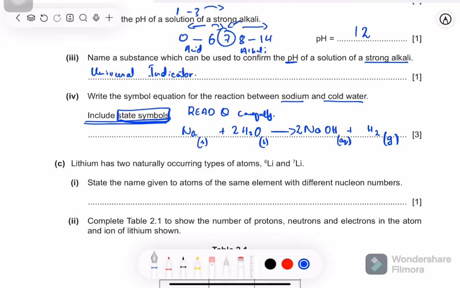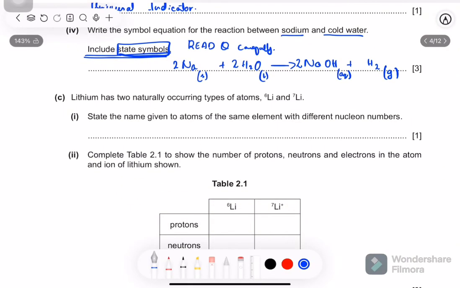Now 2 oxygens, 2 oxygens. Oxygens are balanced. Hydrogen, 2 2s are 4, 2 and 2, 4, balanced. What remains is Na, and we can write just 2 over here to balance the Na.